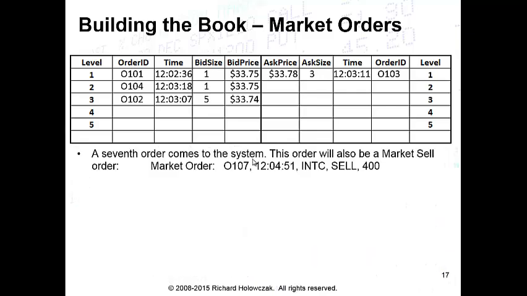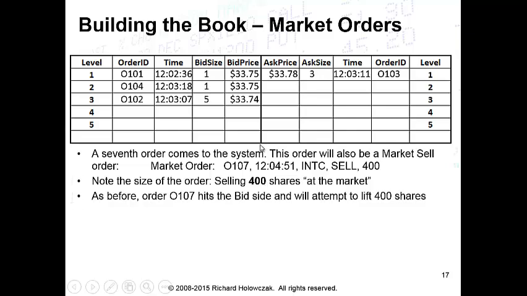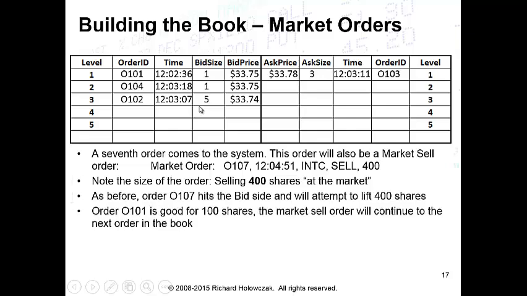Let's take another example. And this time we're going to try and sell a little bit more. Here we have a new market order, order 107. The trader is looking to sell 400 shares. And if we just take a quick look up here at the market, we see that there's really not 400 shares at the top of the book, but we may actually have to use more orders in the book to get up to this 400 shares. So order 107 comes to the market. They're selling 400 shares, and they're going to hit the bid side and attempt to lift 400 shares out of the book. Okay, so let's do this a step at a time.